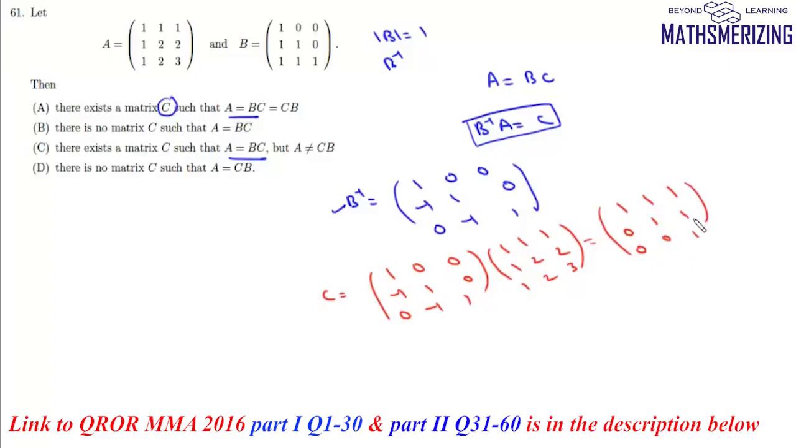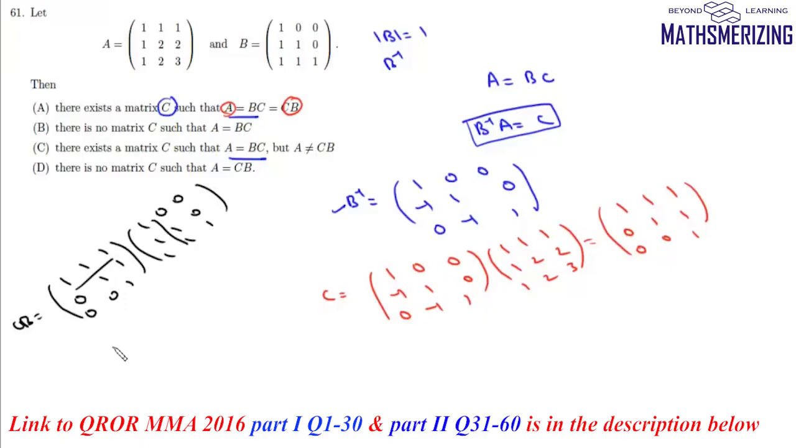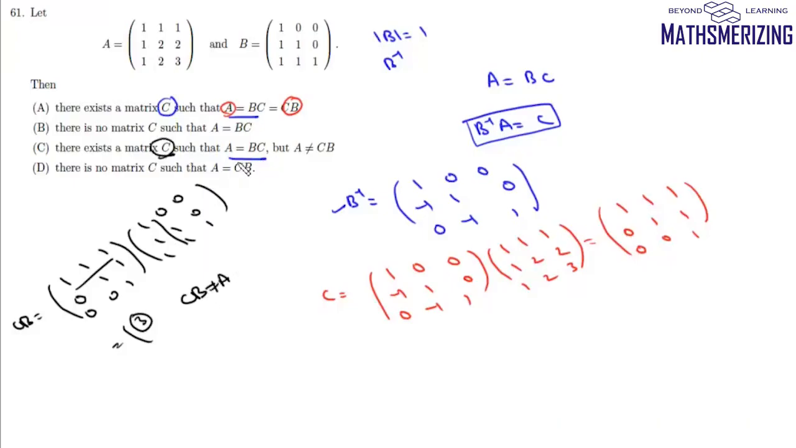Now we need to check if we'll multiply C with B, whether or not we'll get this A. So we'll multiply CB. C into B will be 1 1 1, 0 1 1, 0 0 1, and then value of B is 1 0 0, 1 1 0 and 1 1 and 1. Now we'll multiply it, we'll get this as 3, which is clearly not equal to A. So CB is not equal to A. So we'll have a matrix C such that A equals BC, but A cannot be equal to CB, and that's your option number C.